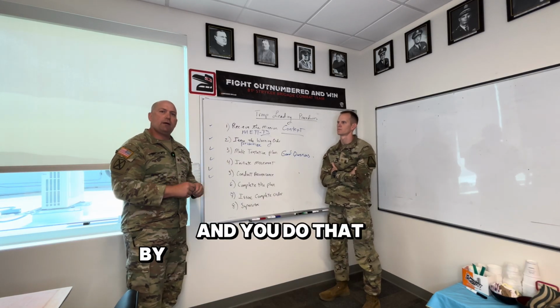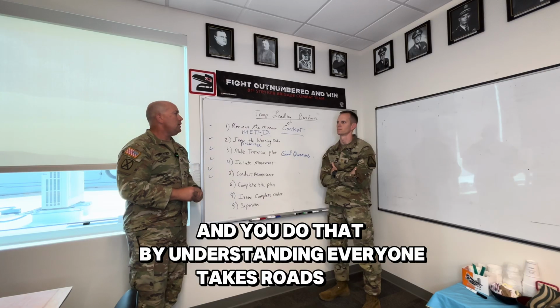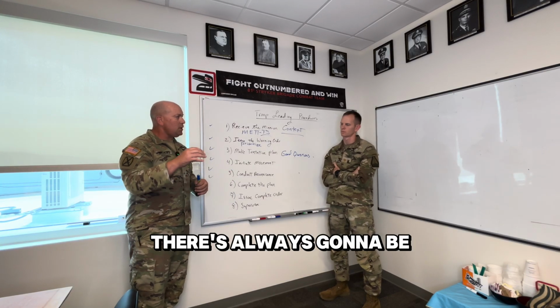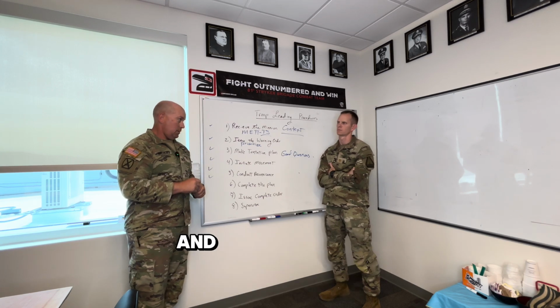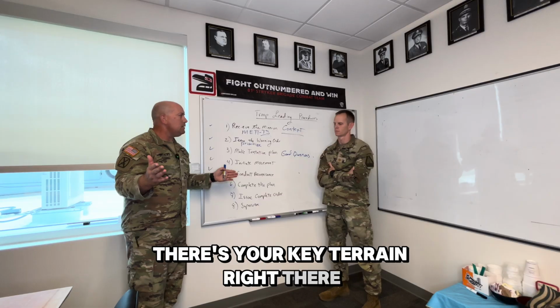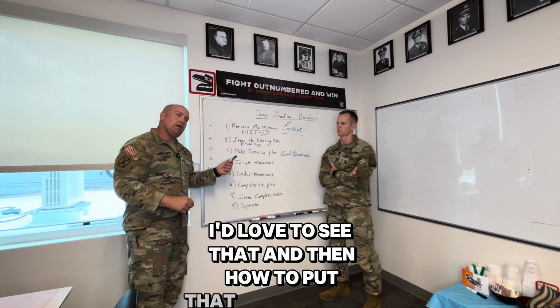And you do that by understanding everyone takes roads. And in roads, there's always going to be choke points. And on those choke points, there's always going to be ground that controls that choke point. And then you want to get observation to see that choke point. There's your key terrain right there. I'd love to see that, and then how to put that in your favor.